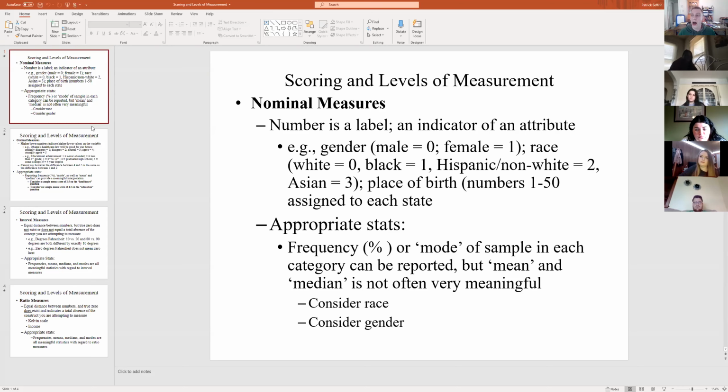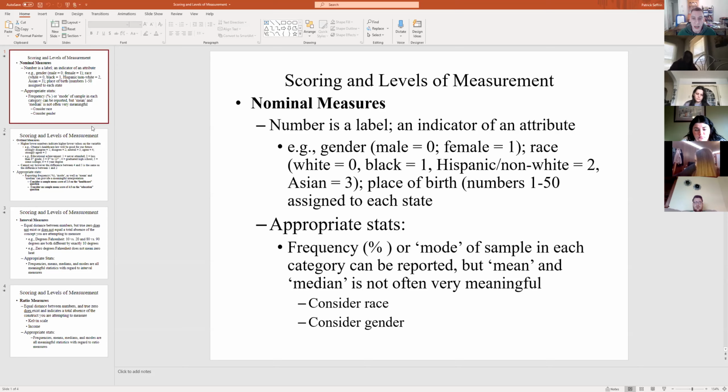These are all considered nominal variables because the numbers associated with them are purely arbitrary. They don't mean anything. You don't have more or less of gender. You have a gender. You don't have more or less of race. You have a race. You don't have more or less of a state you were born in. There is a number associated arbitrarily with the state that you were born in. And so with nominal variables, all the number indicates is that you belong to some certain category as the variable is described. It means nothing more.